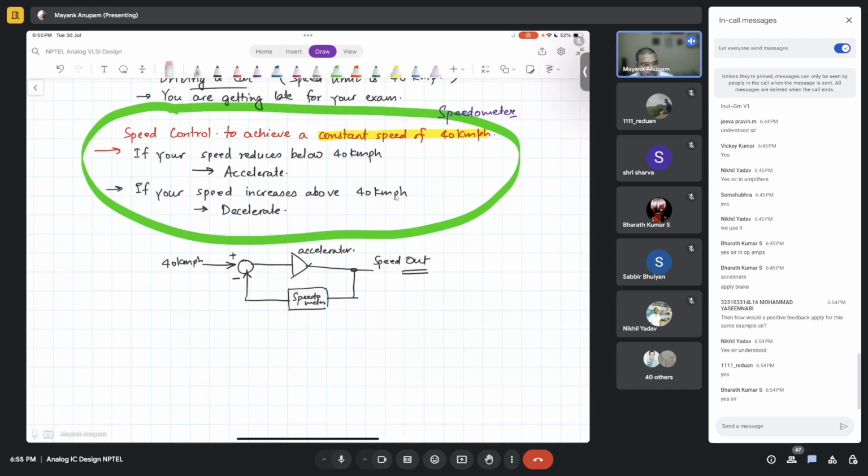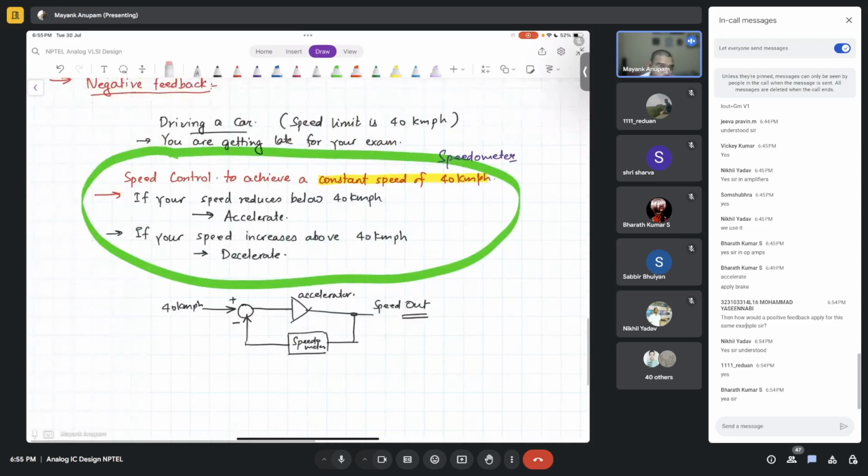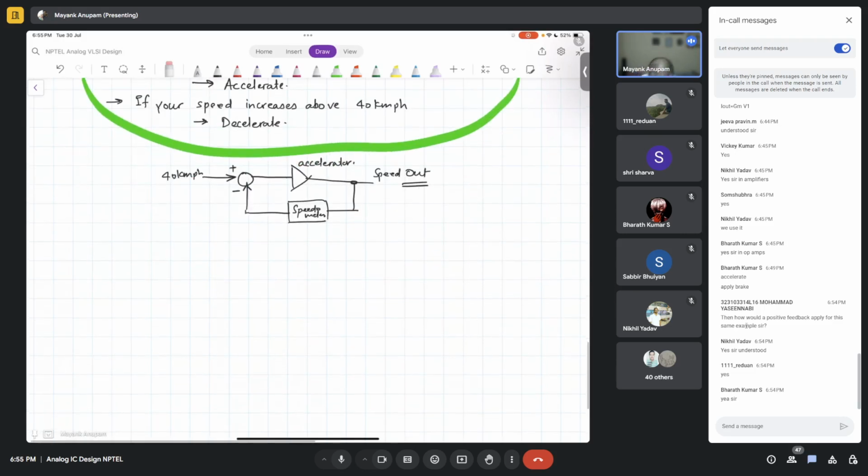Now one of you has asked, Muhammad Yasina B. has asked, how would a positive feedback apply for this same example? Okay. So can one of you volunteer to explain what can be the situation where it becomes a positive feedback? How will the positive feedback look like here? When will we say that the system is not a negative feedback but a positive feedback? Okay, so if no one is volunteering, let me explain.